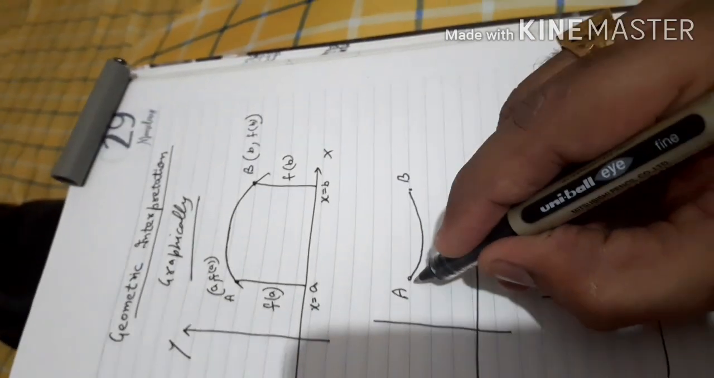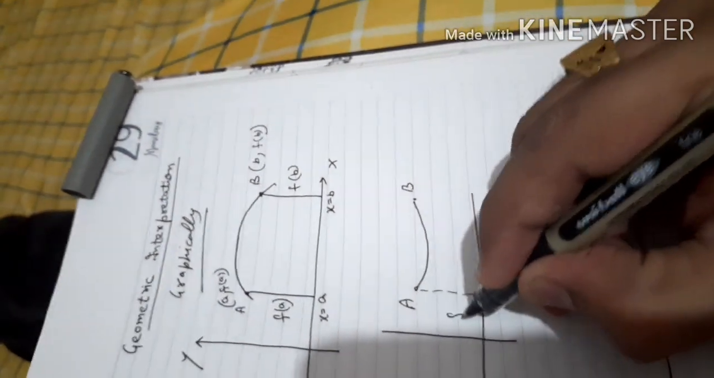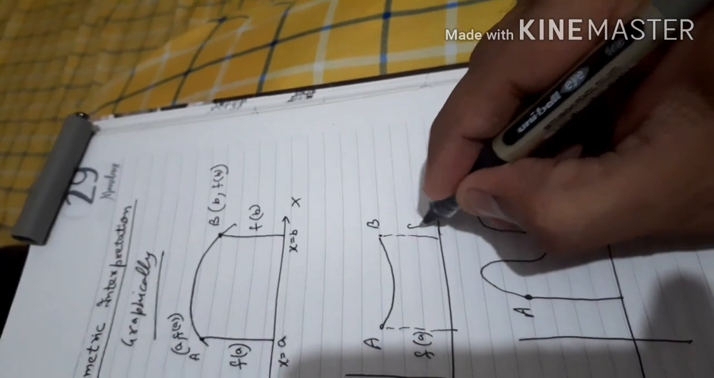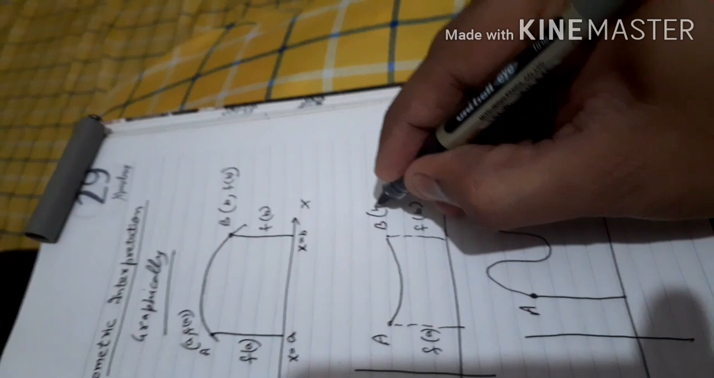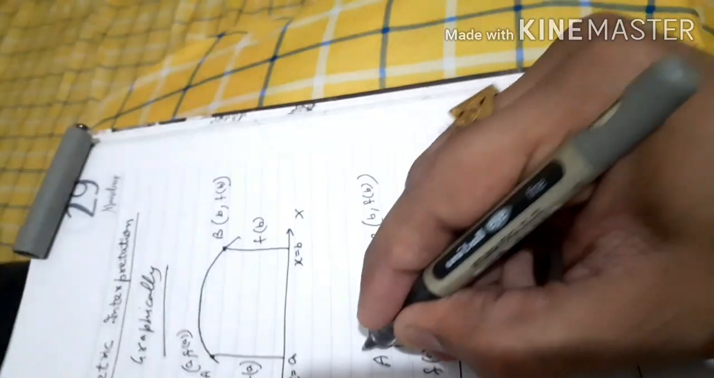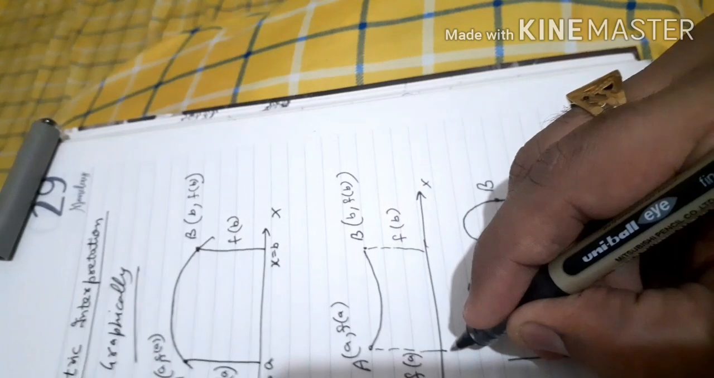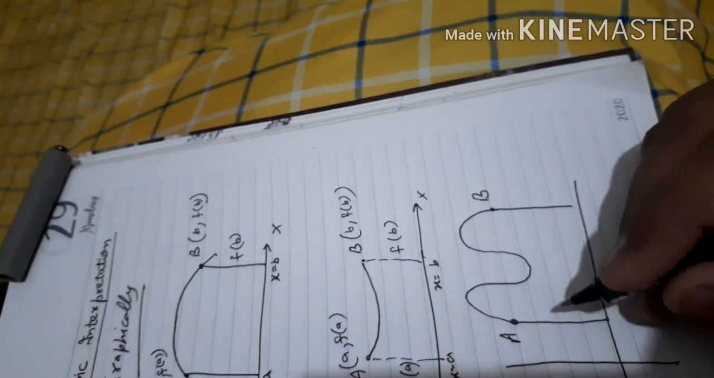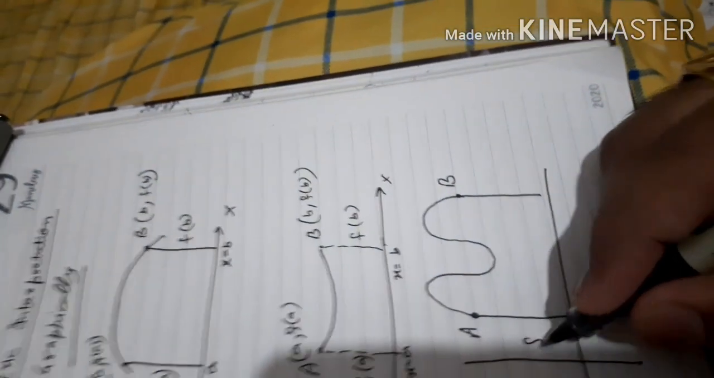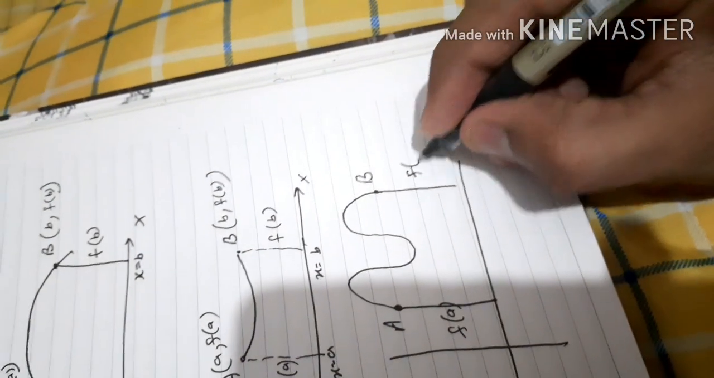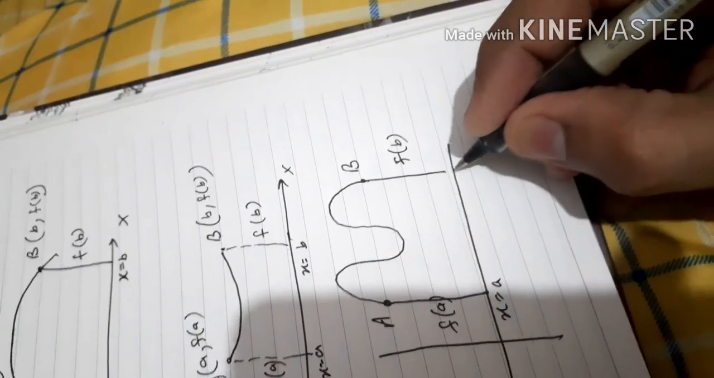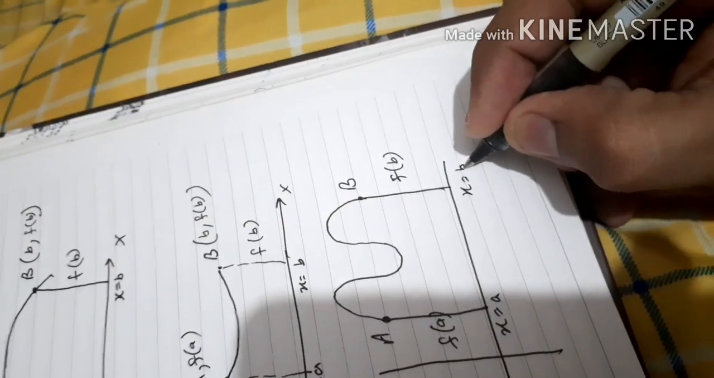In the second case, let it be f(a), join it with the x-axis, and this is f(b). It's the same points: b, f(b), a, f(a). It's point A, it's point B. x is equal to a, x is equal to b. Here f(a) is equal to f(b), with x equal to a here and x equal to b here.